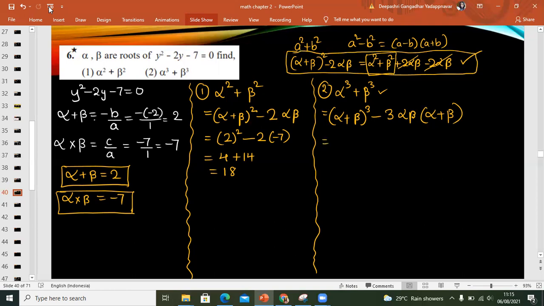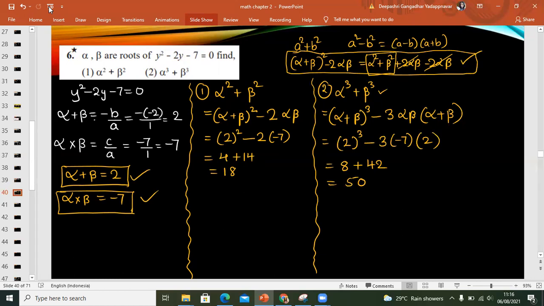And then alpha plus beta is 2 cube minus 3 alpha multiply beta. I have answer as negative 7. Here alpha plus beta I have 2. I am getting those values from here. So 2 cube is 2 times 2 times 2, that is 8. Negative times negative becomes positive. 3 times 7 is 21. 21 times 2 is 42. 8 plus 42 is 50. So alpha cube plus beta cube, we are getting answer 50.